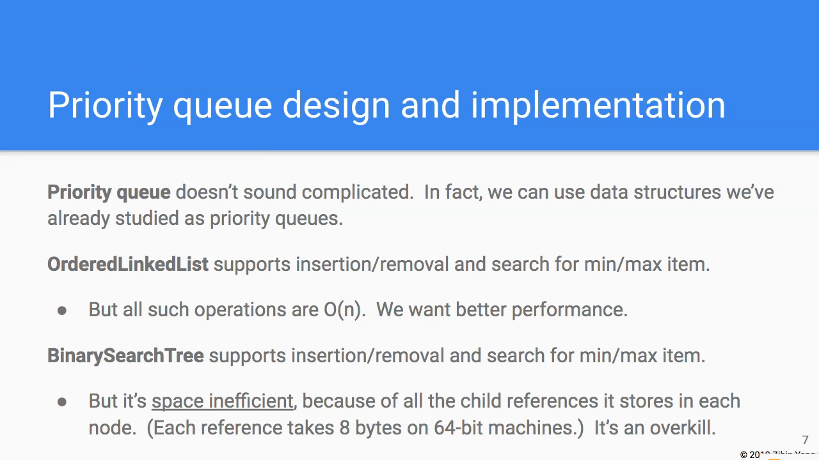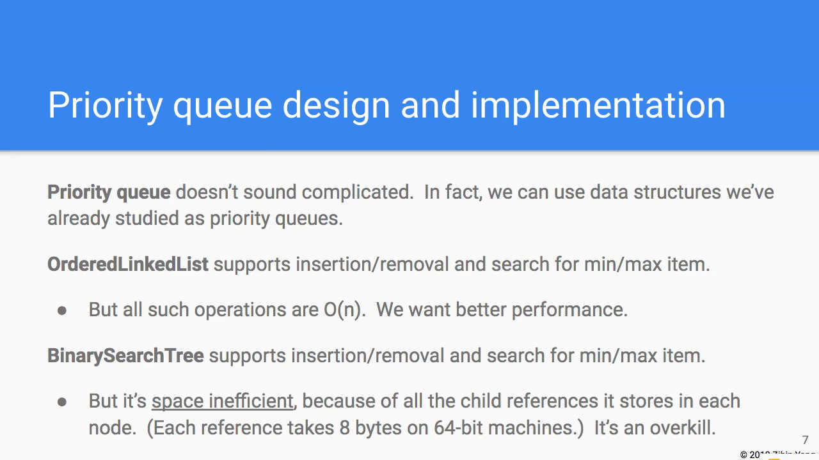And the main reason for that is each of the nodes in a binary search tree has these child references, these pointers, right? And these pointers are not free, especially on 64-bit machines where each reference is 8 bytes. So each node would have 16 bytes of pointers, and that's an overhead, and depending on the size of your data, that can be a lot of overhead or a little overhead. And also, binary search tree is very flexible.